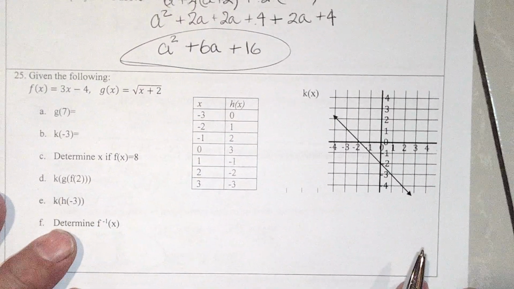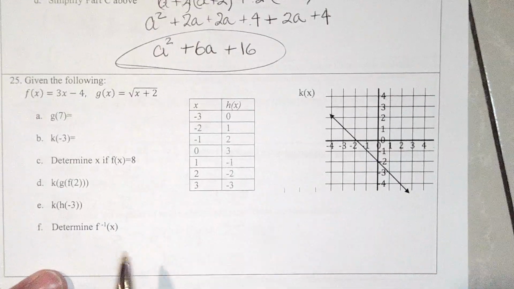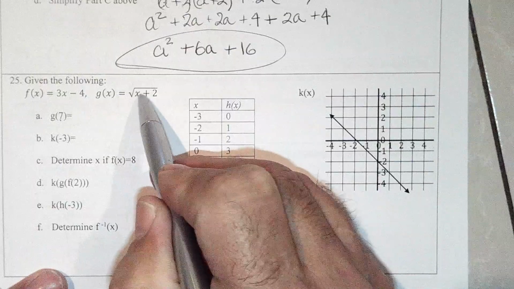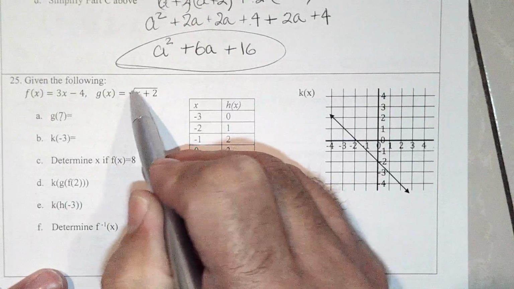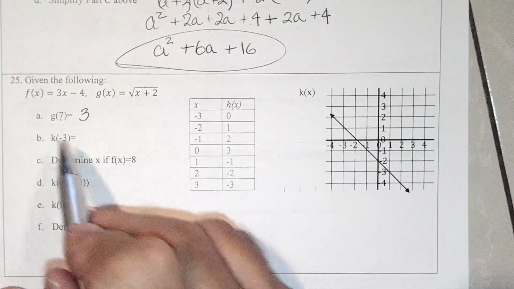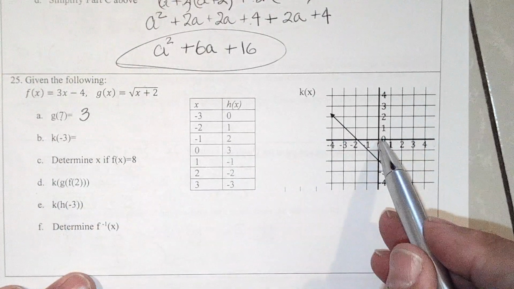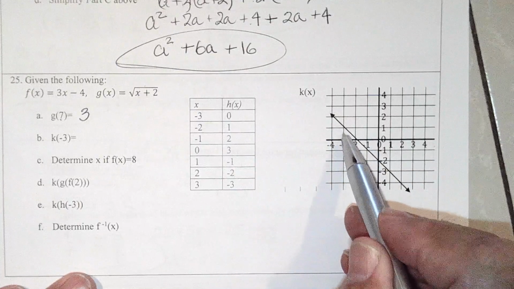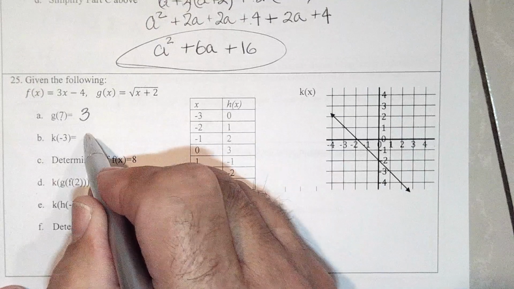Okay, more work with function notation. G of 7. 7 plus 2 is 9. Square root of 9 is 3. K of negative 3. So this is a picture of K. If I go to negative 3, the Y is 1.